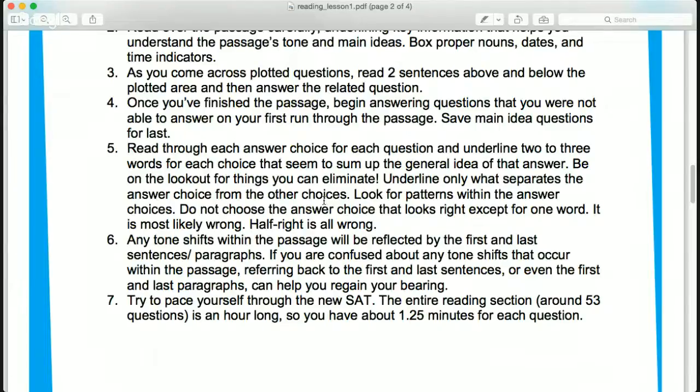7. Try and pace yourself through the new SAT. The entire reading section, around 53 questions, is an hour long, so you have about 1.25 minutes for each question. So if you weren't planning to already, it's a good idea to bring a watch with you, just so you can make sure you stay on track with your timing.